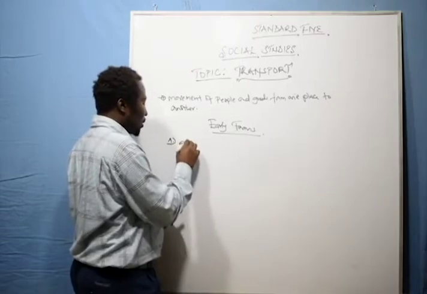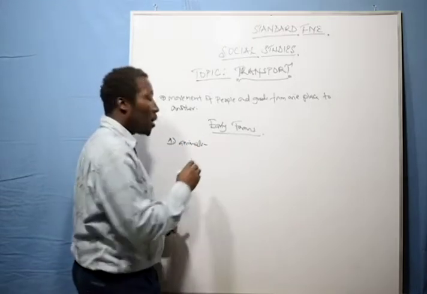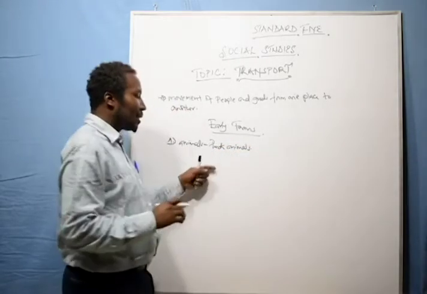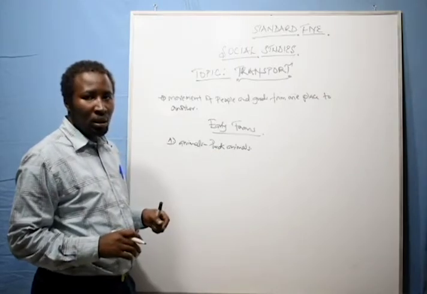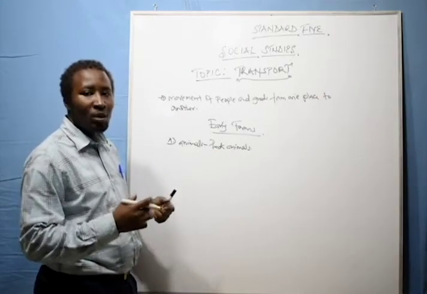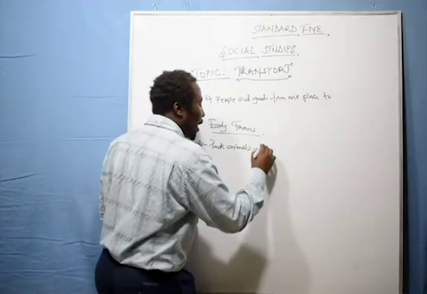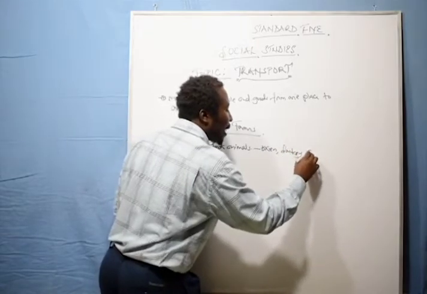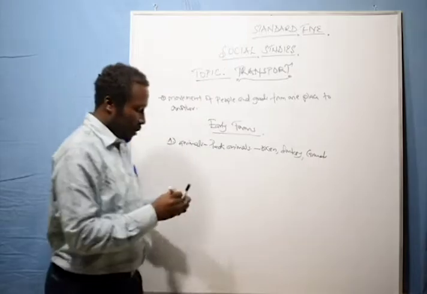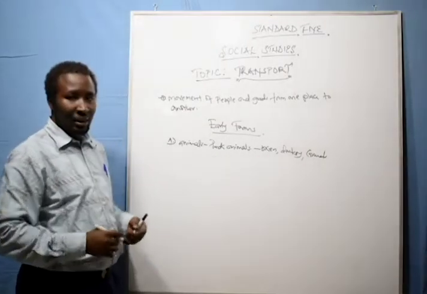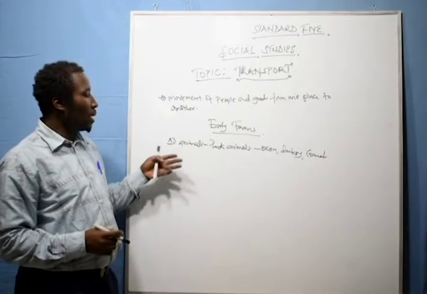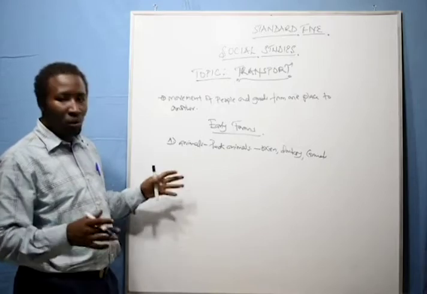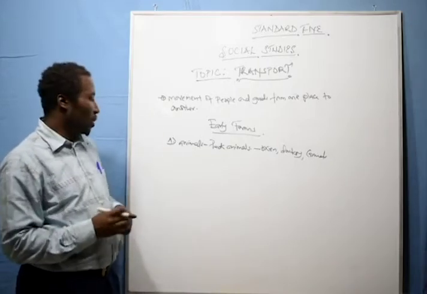One, they used animals that we call pack animals. So which are these kind of animals we call the pack animals? These are animals that are able to carry heavy loads and heavy goods. For example, we have the oxen, we have the donkey, we have the camels. That's what we call pack animals. So they used to use animals such as a donkey, oxen to transport goods from one place to another.